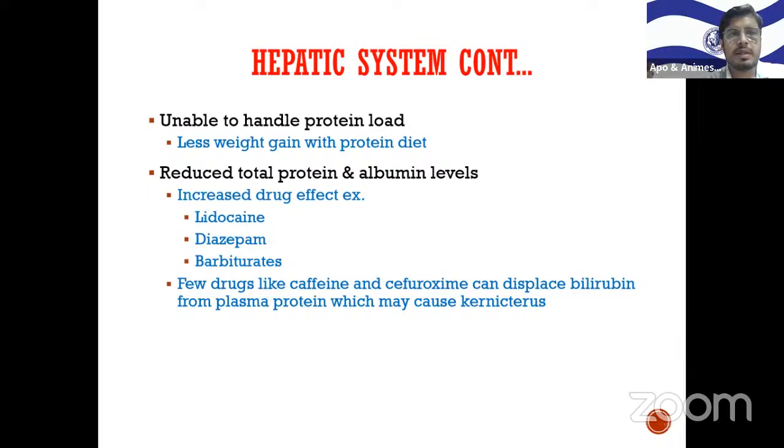The total protein and albumin levels in neonates and infants are also low. So the drug effects or the duration of action would be quite longer with drugs which are highly protein bound or bound with albumin. Examples are lidocaine, diazepam, and barbiturates. And there are a few other drugs like caffeine and cefuroxime, which can displace bilirubin from the plasma protein. This would lead to an increase in free bilirubin, and it may cause kernicterus.